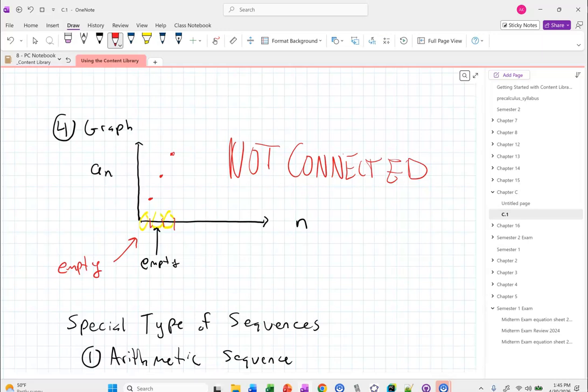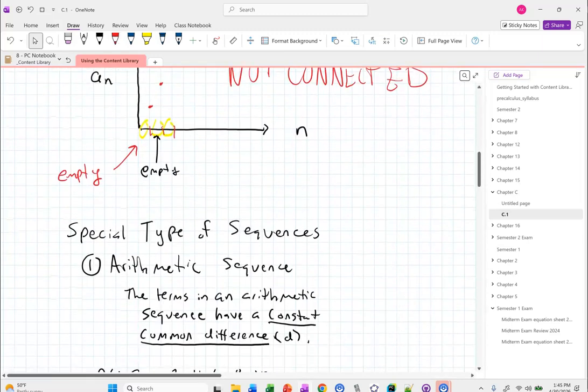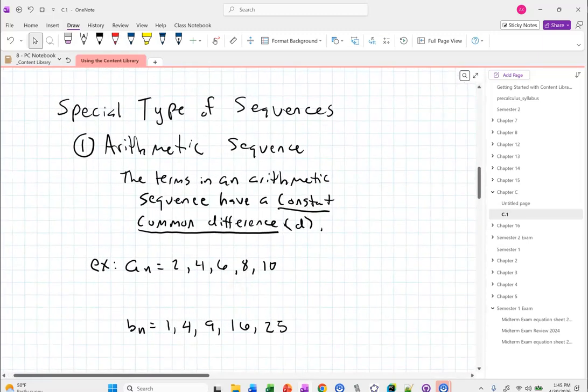So far, so good? So the four ways to represent a sequence. You could write it as a list of terms, an explicit formula, a recursive formula, or as a graph. Okay? We're going to start by talking about two special types of sequences. The first one is called an arithmetic sequence. We define an arithmetic sequence because the terms in that sequence have a constant common difference. We represent that number with the letter D.